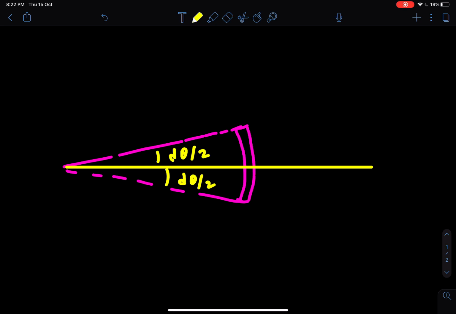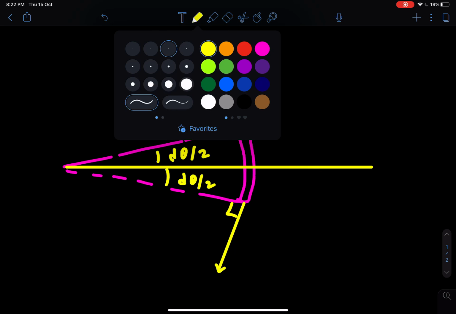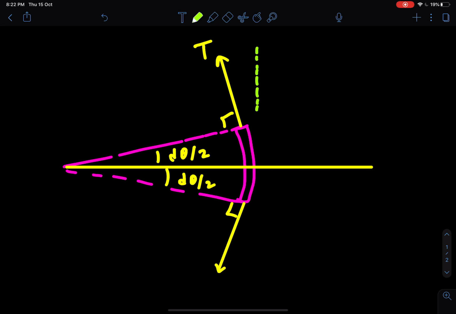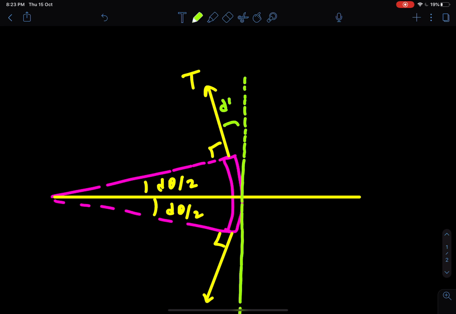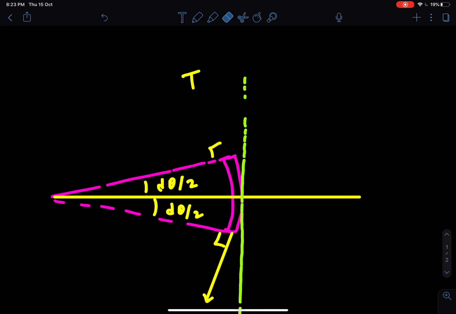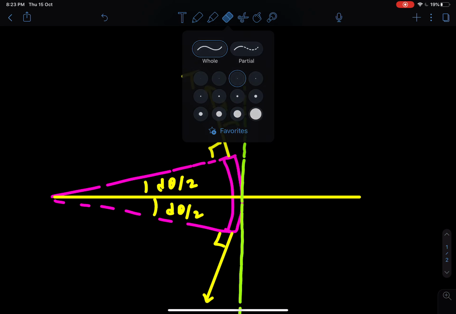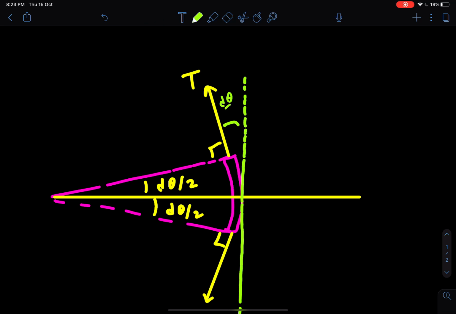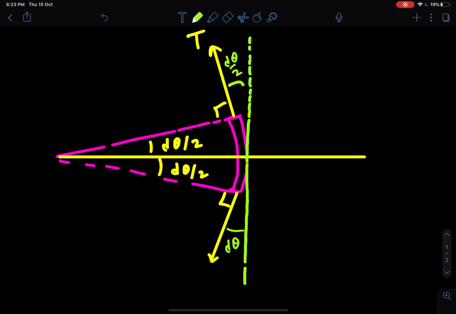What are the two tension forces it is getting? See, the tension force is along the string, and along the string means tangential to the string. So tangential to the string means perpendicular to the radius. So one tension is T, perpendicular to the radius. Other tension is also T, perpendicular to its radius. And let's draw the tangent at the midpoint of it. So this is the tangent at the midpoint of it. And so this angle will become d theta by 2, and the other angle is also d theta by 2.